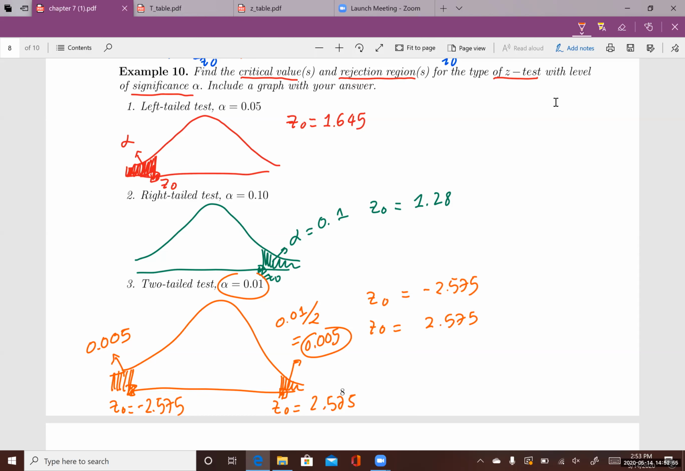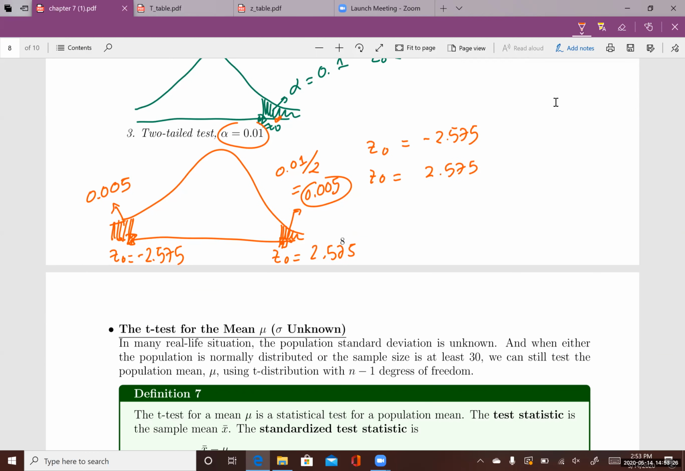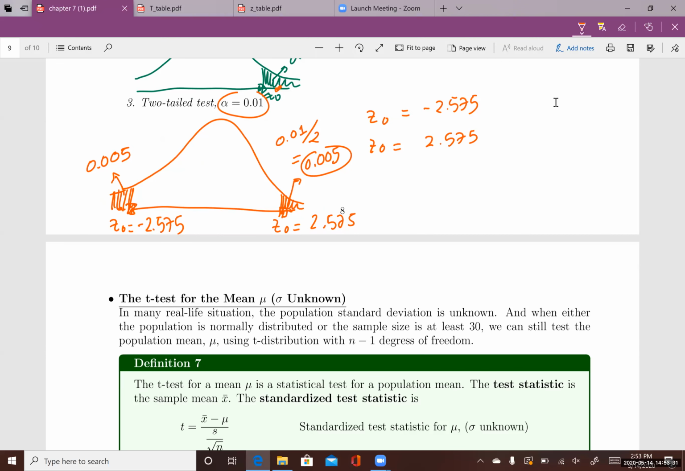And again, in order to make a decision, you need to find the standardized test statistic, and then compare your standardized test statistic to these critical values to make a decision. If your standardized test statistic falls into the rejection region, then you know that you should reject the null hypothesis. Otherwise, you fail to reject it. That's how you use p-values and the critical values in order to make decisions when sigma is known.